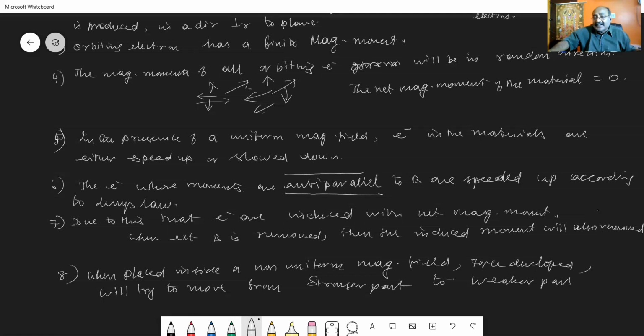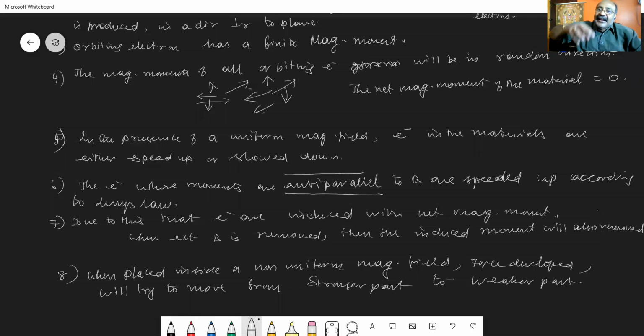What do you mean by this? In a uniform magnetic field, the intensity or magnitude of the field is uniform throughout. But when it is non-uniform, somewhere it will have a higher magnetic field and somewhere else a lower magnetic field.